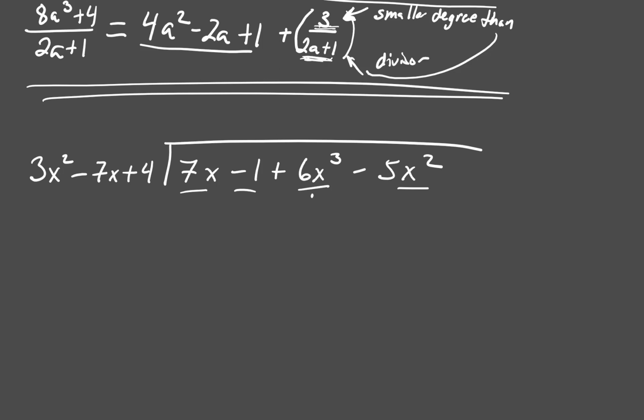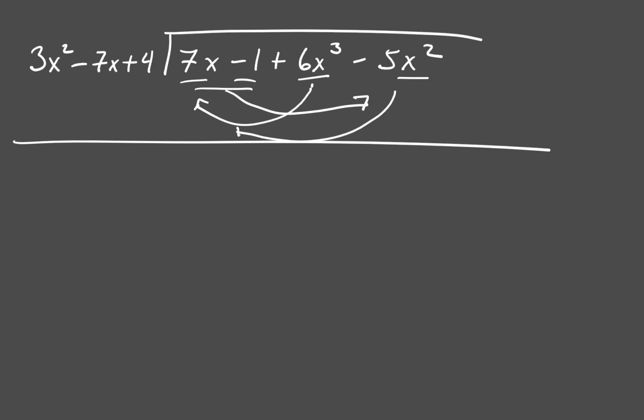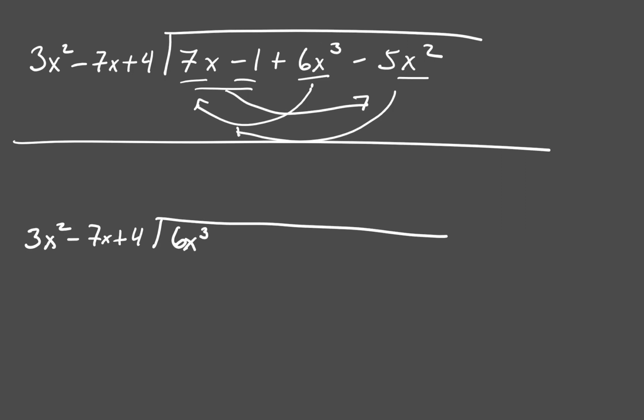We usually want to write degree 3 first, so we're going to switch stuff around. We're going to rewrite this so that it's in the correct order to divide by. So I've got 3x squared minus 7x plus 4, and I'm going to divide that into my degree 3 term, the highest, 6x cubed, then the degree 2, minus 5x squared, then the degree 1, plus 7x, then the degree 0, minus 1. Okay, so that goes into there.